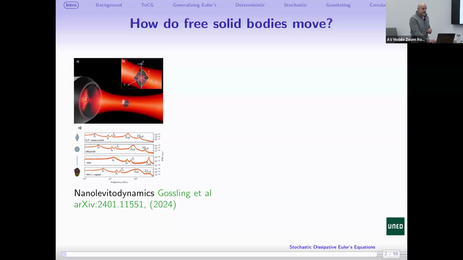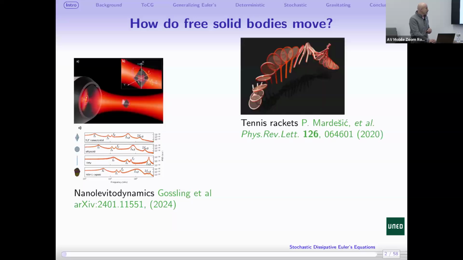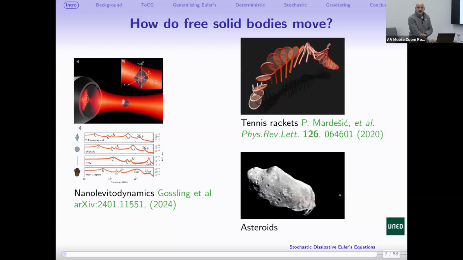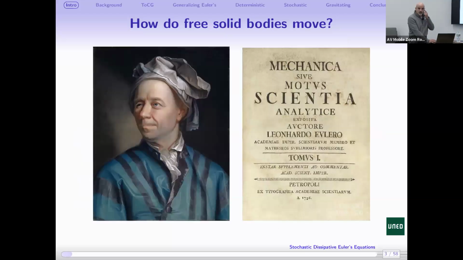But of course, it also applies to more everyday objects like tennis rackets, or to physical objects like asteroids and satellites and things like that. The problem was solved almost 300 years ago by Euler, 1736. So the question is what to do next after these 300 years.